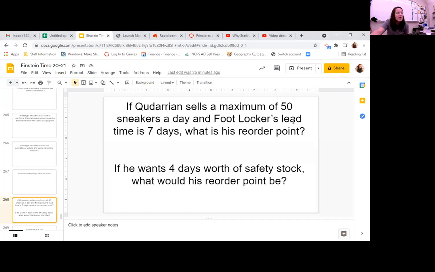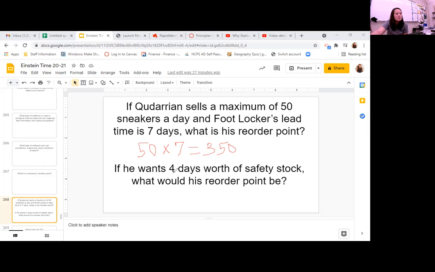All right, so let's practice. If Quadarian sells a maximum of 50 sneakers a day and Foot Locker's lead time is 7 days, what is his reorder point? So remember, we're going to multiply his maximum sales a day, which is 50, times his lead time to get those sneakers shipped, which is 7. So 50 times 7 is 350. So when his inventory of sneakers gets down to 350 in the back, he's going to order more. That way he doesn't run out of sneakers.